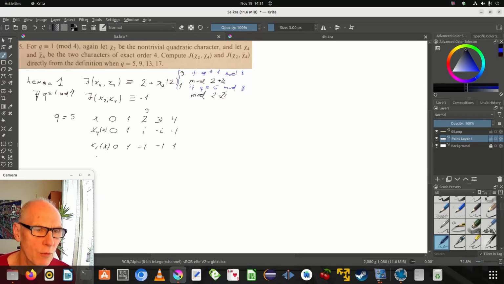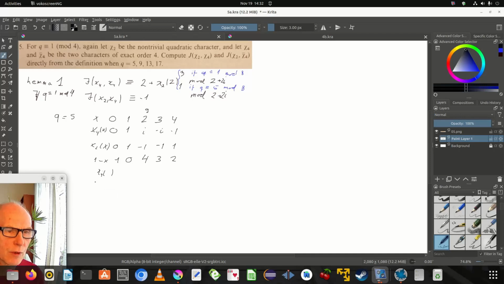So maybe we should make a table with the same ones. 1 minus x: 1 minus 2 is minus 1, that equals 4, 3, 2. So we're just going backwards, of course. Then chi4 of 1 minus x. And that's all we need. 4 gives minus 1, 3 gives minus i, and 2i.